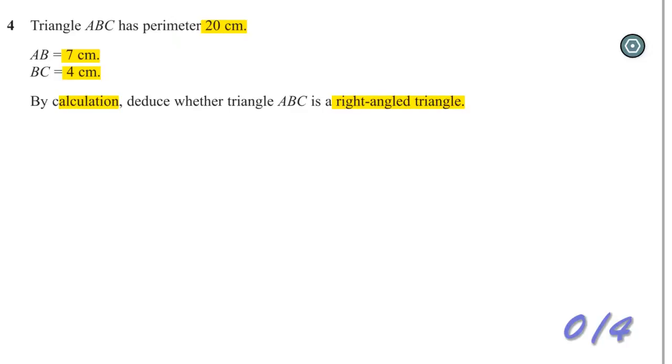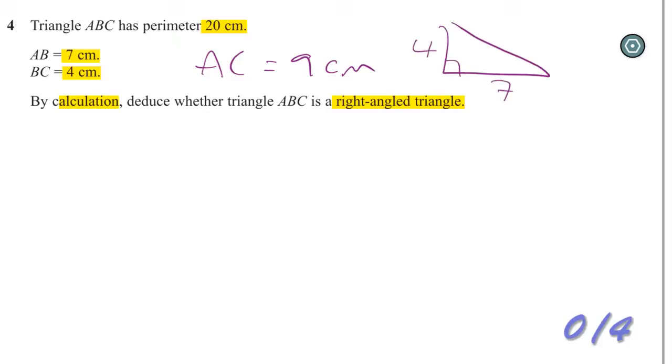So first let's think about this triangle. We've got one side of 7 and one side of 4. That totals 11. It has a perimeter of 20, so that means our other side is going to be 9 centimeters. So the side AC is going to be 9 centimeters. 9 centimeters is larger than 4 and 7, so that means it's going to be the hypotenuse. So if it is a right angled triangle, we're expecting something like this: a 4-sided 7 and a 9 centimeter side there. If it was a right angled triangle, that would mean that the Pythagoras theorem would work.